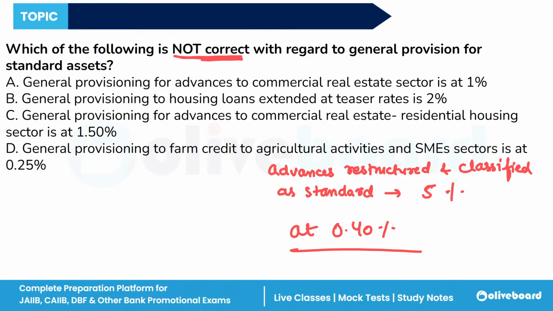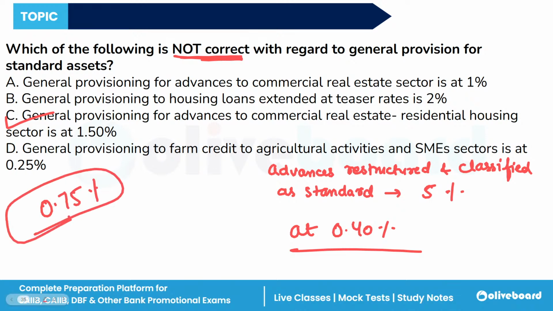So the general provision for advances to commercial real estate is at 1%. This is correct. General provisions for housing loans extended at teaser rate is 2%. Okay, and the third option is the answer here, because in the case of commercial real estate residential housing sector it is 0.75%. So option C is correct here. Yeah, option C is correct.